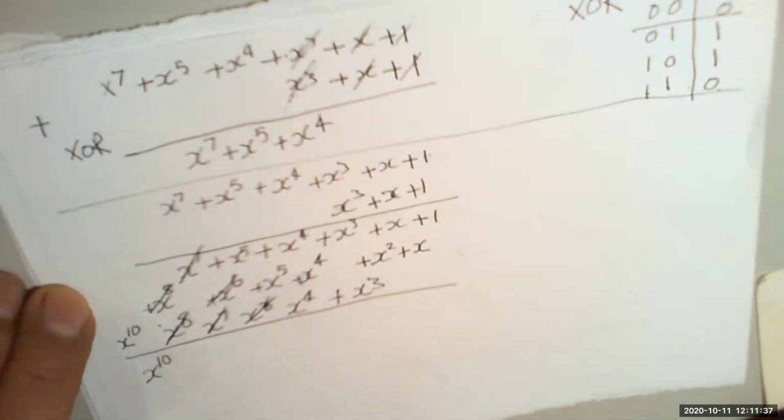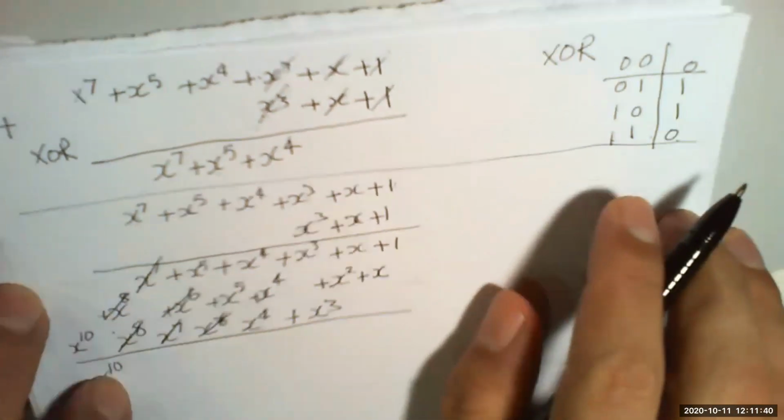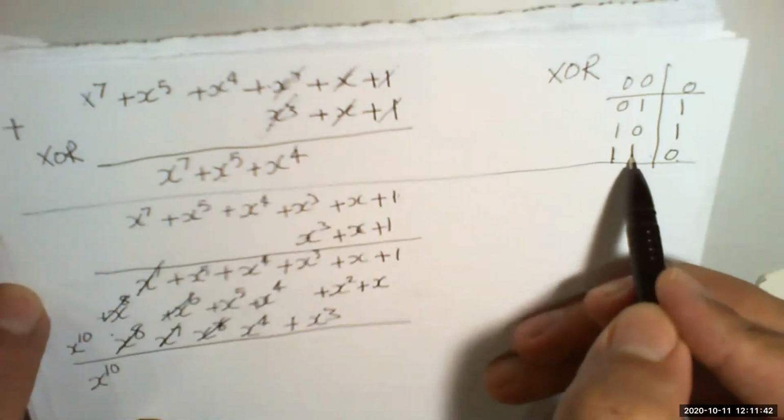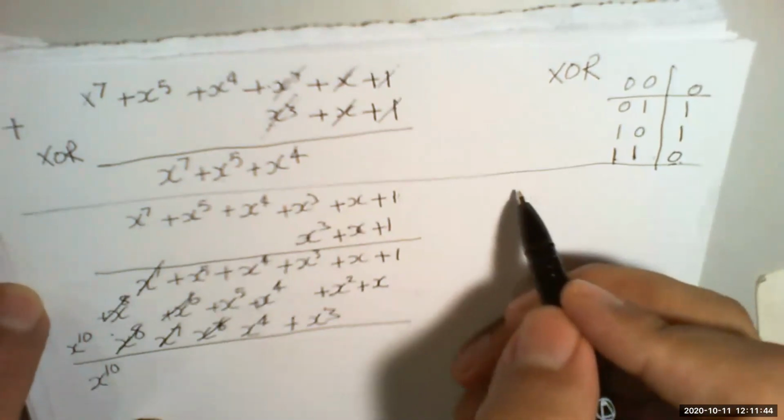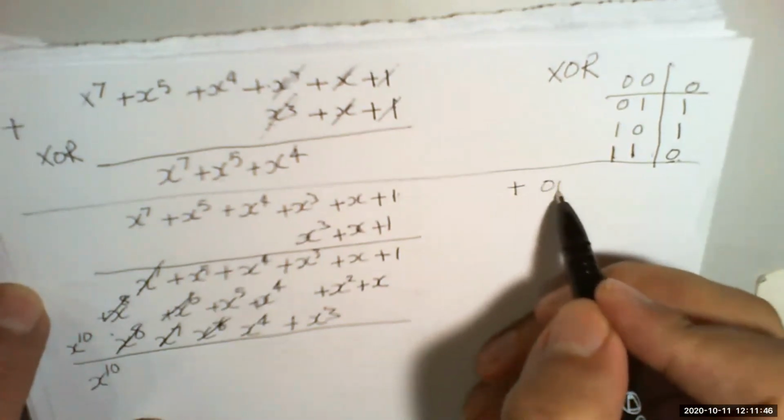This is XOR, not just normal summation. Like this is 1 plus 1 equals 0. Not plus, not or, it is XOR.